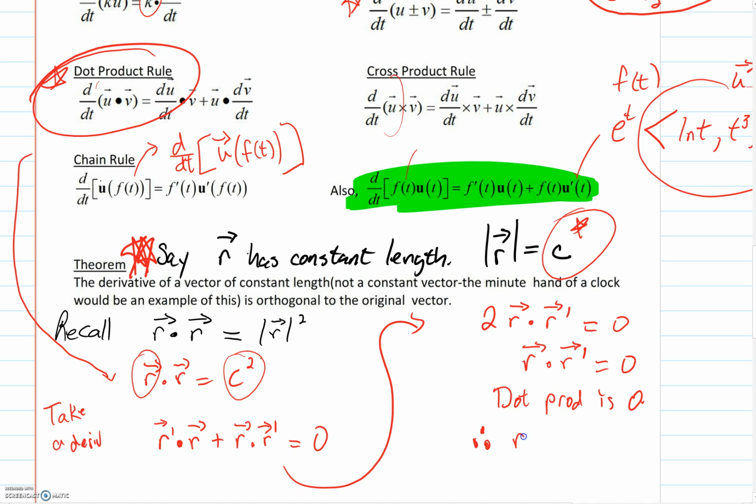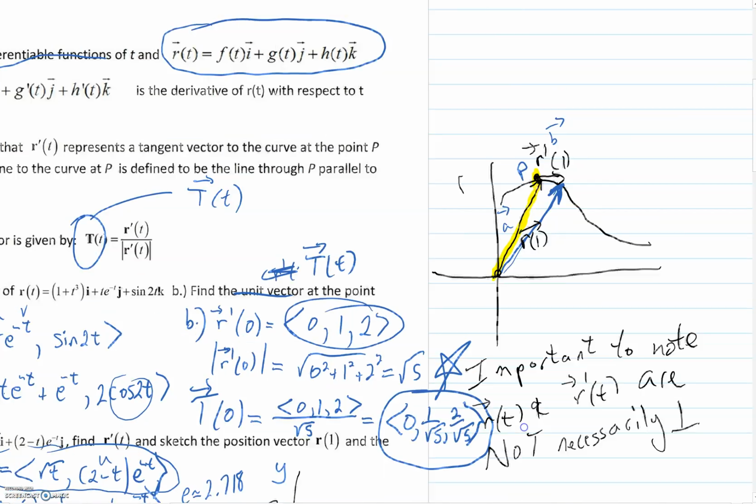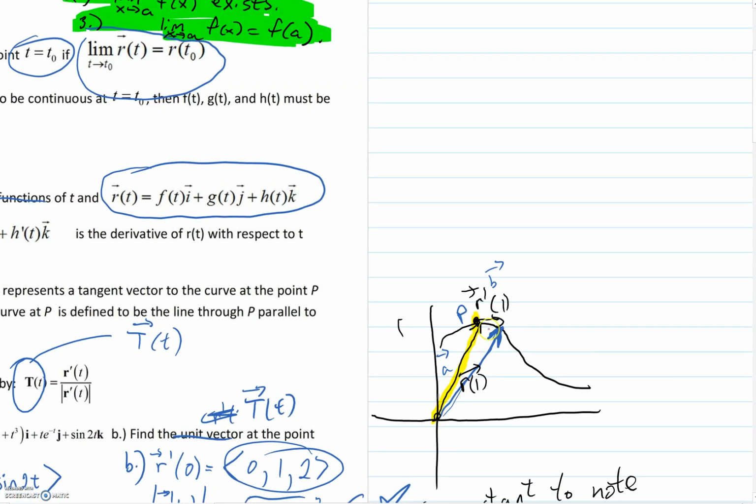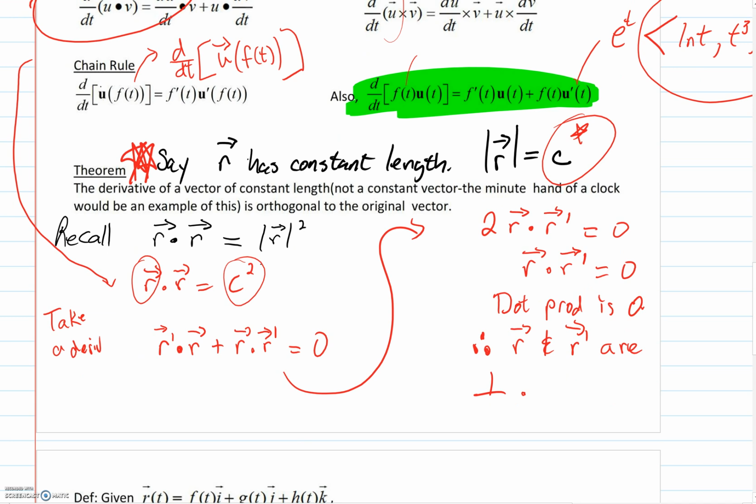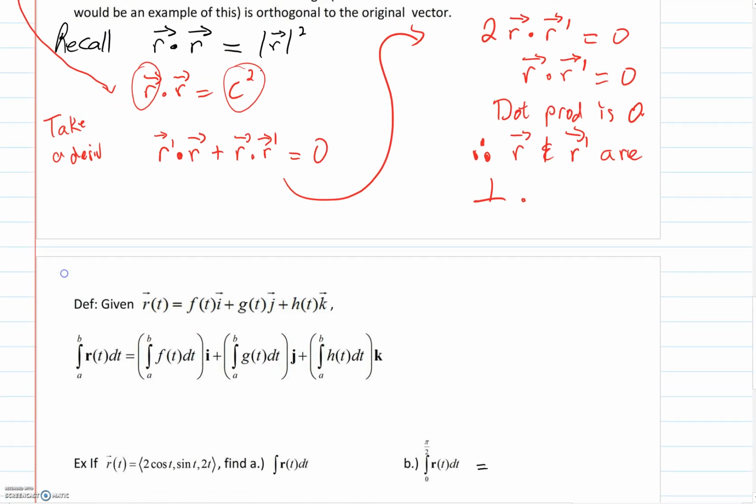Therefore, r of t and r prime are perpendicular. They're orthogonal. This is only if vector r has a constant length. I can't stress enough, because we saw earlier how r in yellow and r prime, which is up here, just because you take a derivative of a vector does not mean that the original vector and its derivative must be perpendicular. This is a very special condition when vector r has constant length. We're going to use this idea later to help us work out some future theorems.